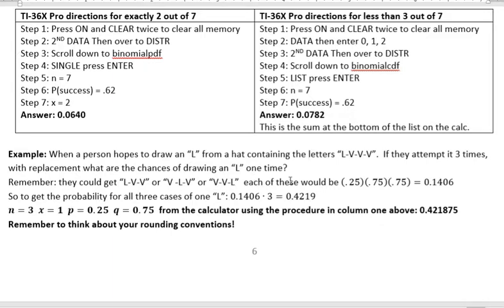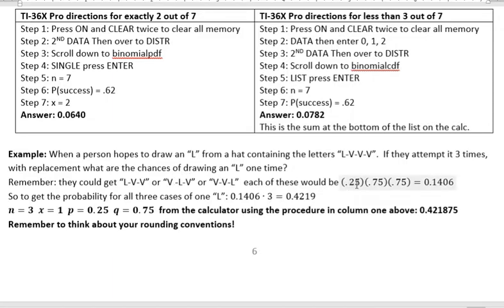And for each one of those outcomes, we could say that the probability of success here is 25%, because there's 4 letters, and 1 out of 4 is how I got that 25% for the probability of success. Then the probability of failure is 75%. So remember that the commutative property says we can multiply these in any order that we want. So we're going to get the same answer whether we put the 75 first or last or whatever.